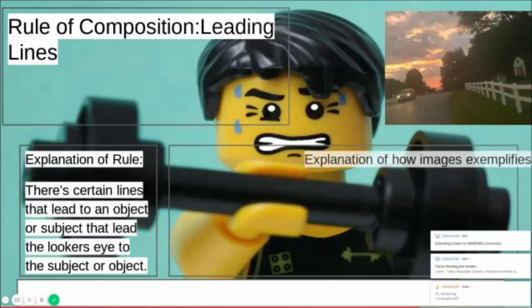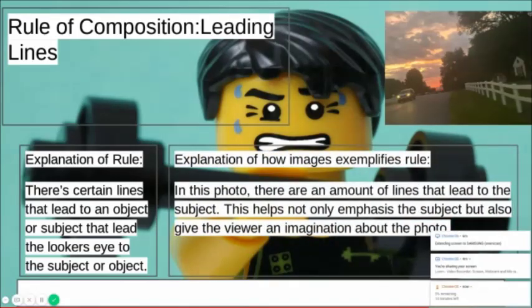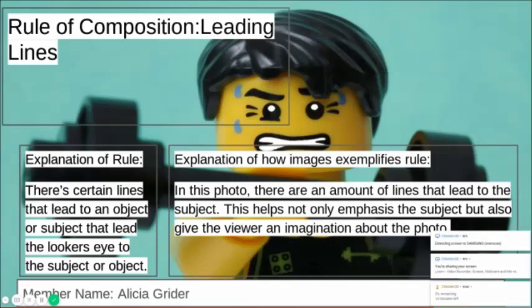There are certain lines that lead the looker's eye to the subject or object. In this photo, there are a number of lines that lead to the subject. This helps not only emphasize the subject, but also give the viewer an imagination about the photo.